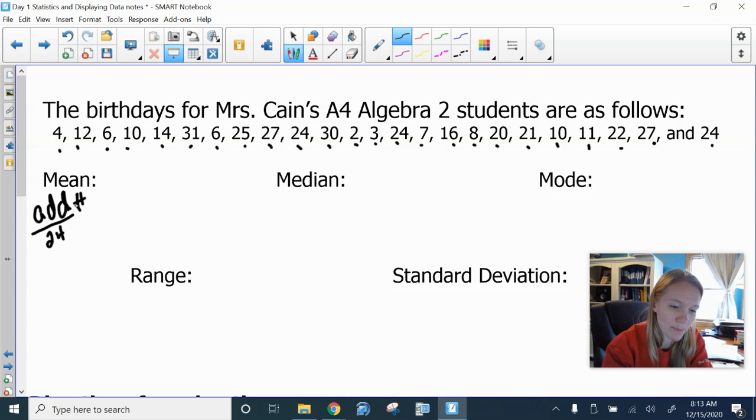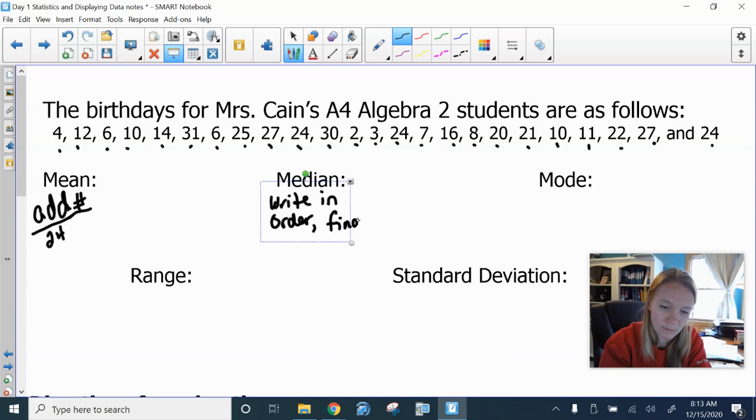So I'd add the numbers and divide by 24, because there's 24 numbers total, if I wanted to find the mean. The median, we would write them in order and then find the middle. If there's two numbers in the middle, then you just split the difference. What's in the middle of the middle? The mode is the most. And the range is the difference between.